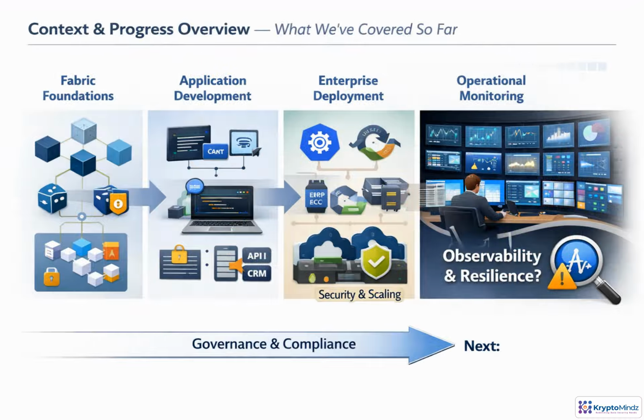So far, we've moved from Fabric architecture through chaincode, application integration, Kubernetes deployment, CI/CD, security, scaling, and high availability. Now we close the operations loop, keeping a production network observable, recoverable, and trustworthy before we move into governance and compliance.